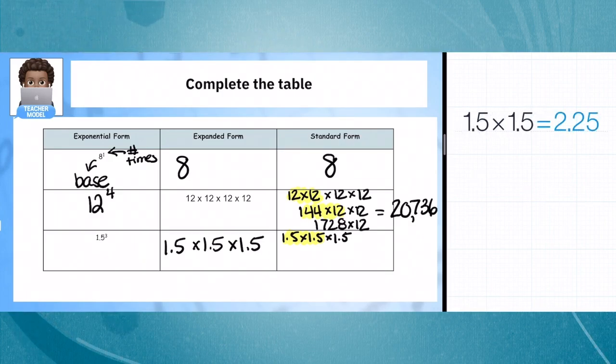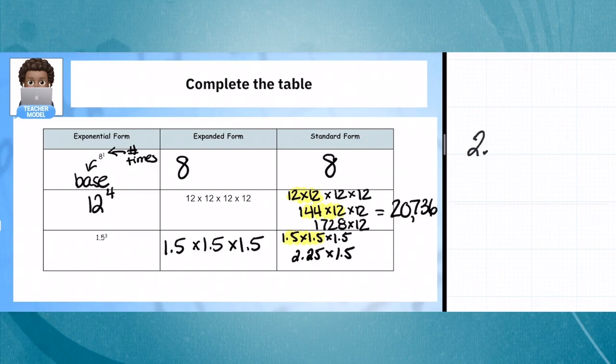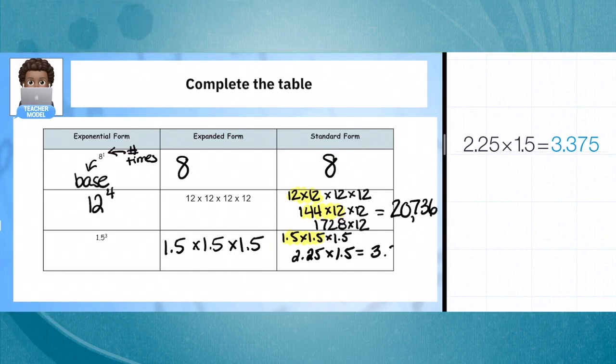I'll show you how to do that in another video. Times 1 5/10. And that gives us 3 and 375. That is our standard form. So when you think standard, we want that one simplified number, that total number. And I just use expanded to help figure out how to slow down my thinking to get that number.